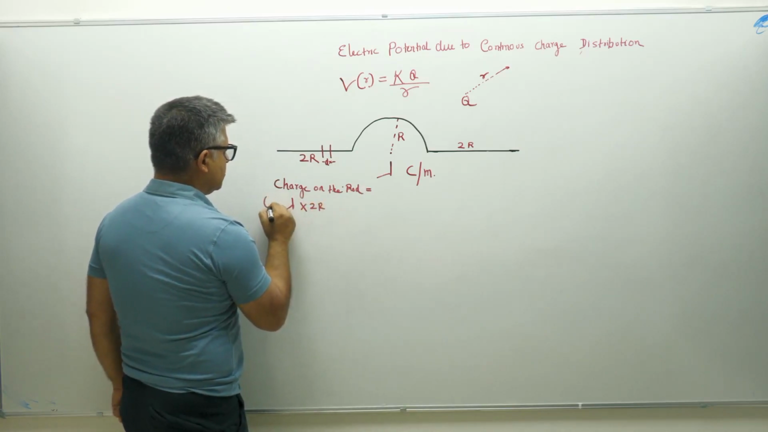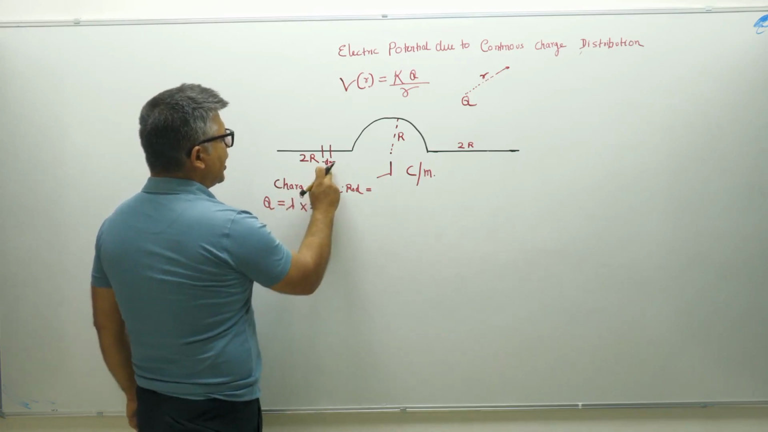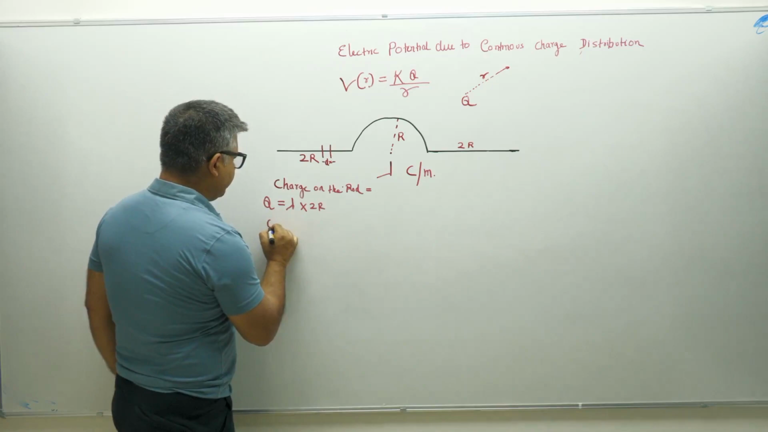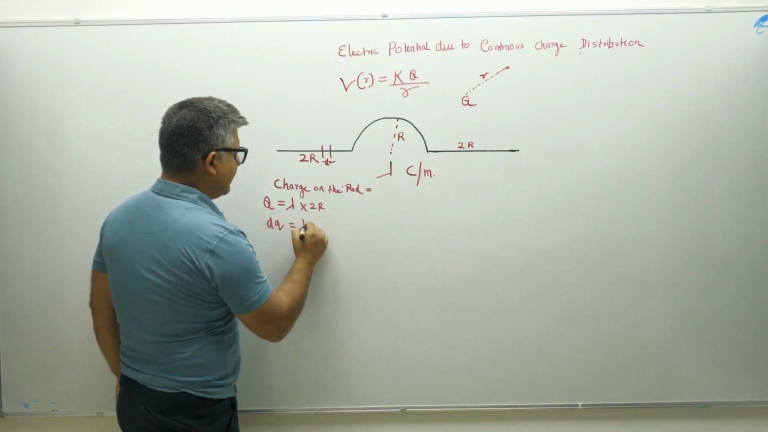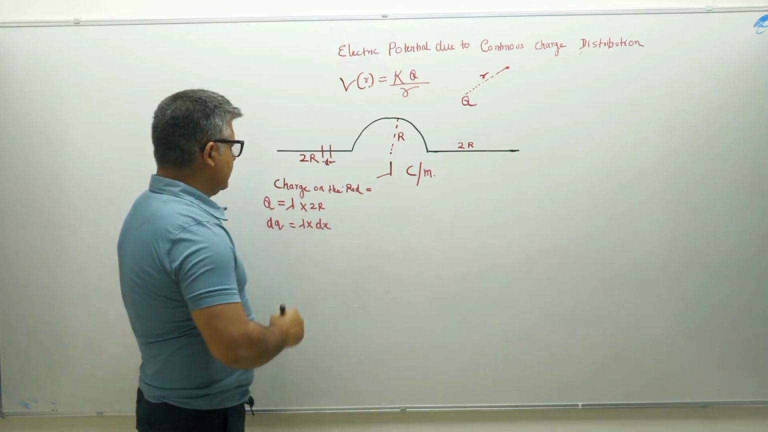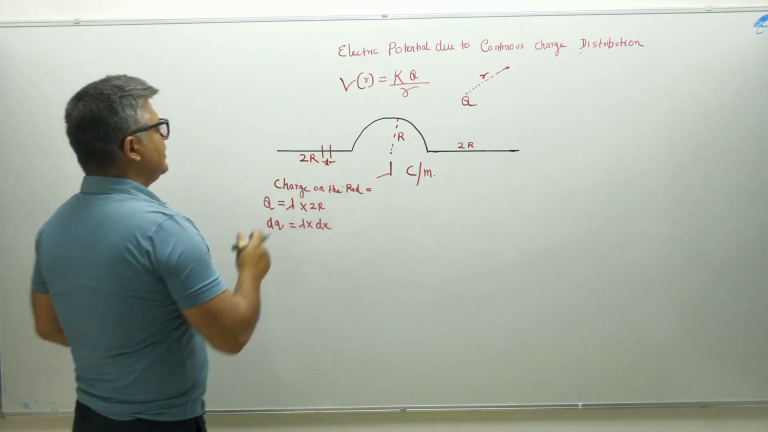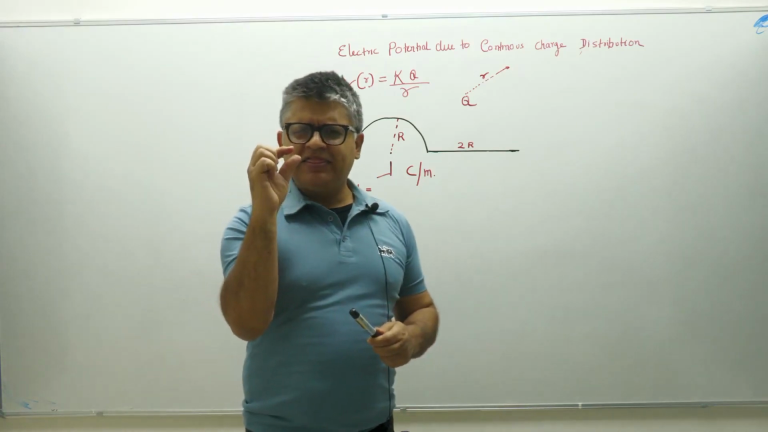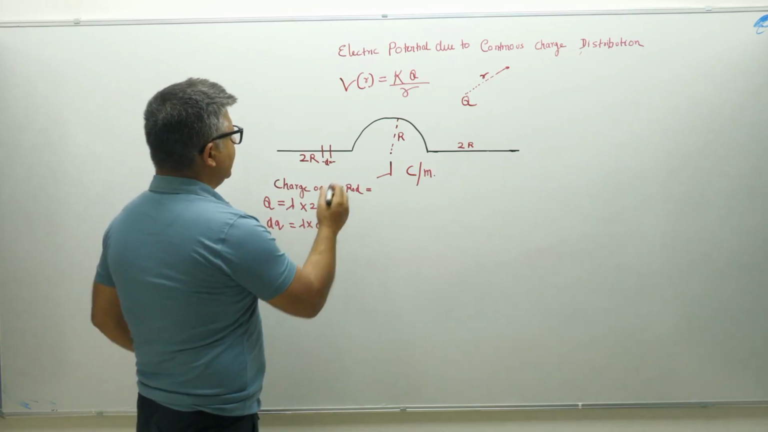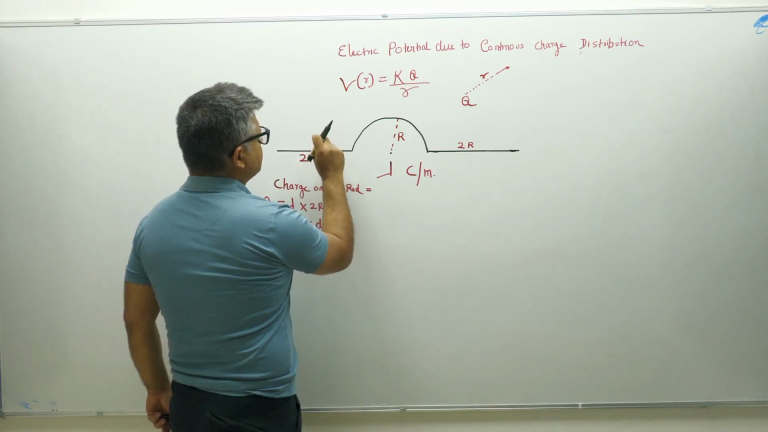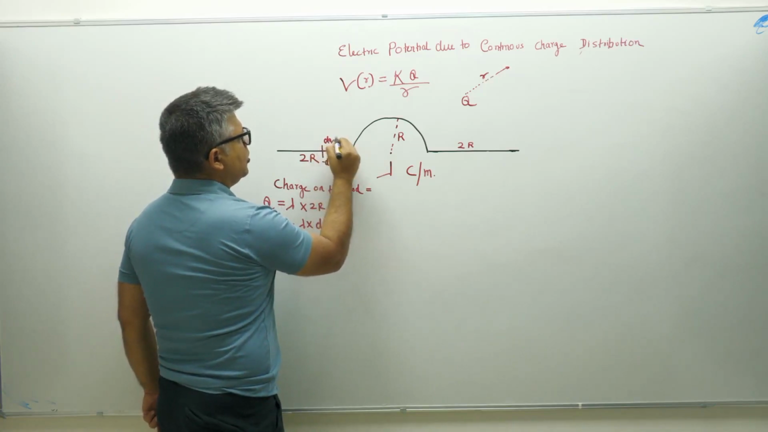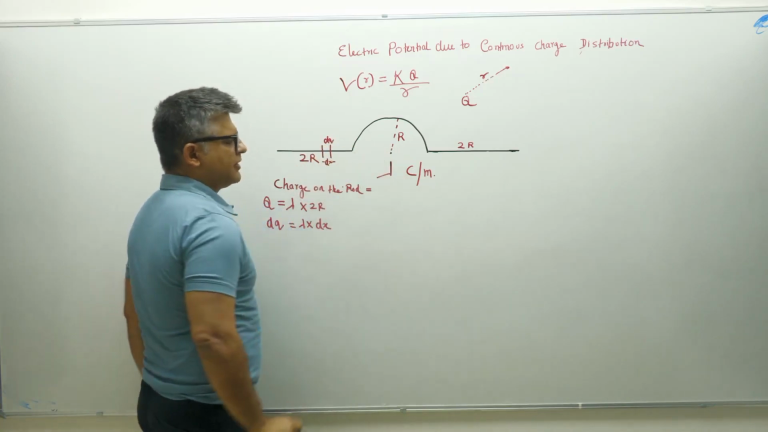That's my total charge, okay? The charge on a small length dx will be given by dq, which is lambda multiplied by dx. So I take a very small length and calculate the charge due to that. I try to find the electric potential due to this small charge dq at the center.